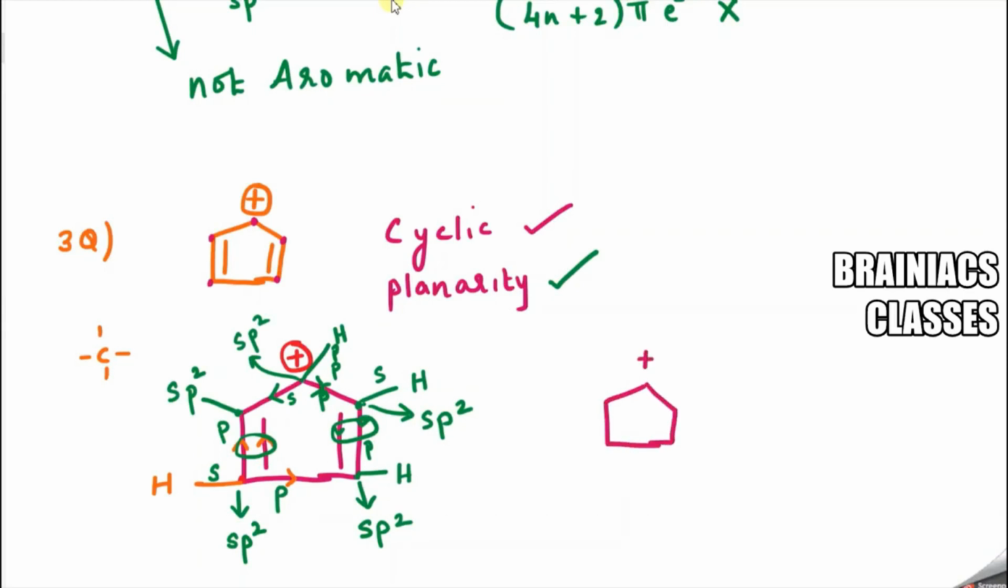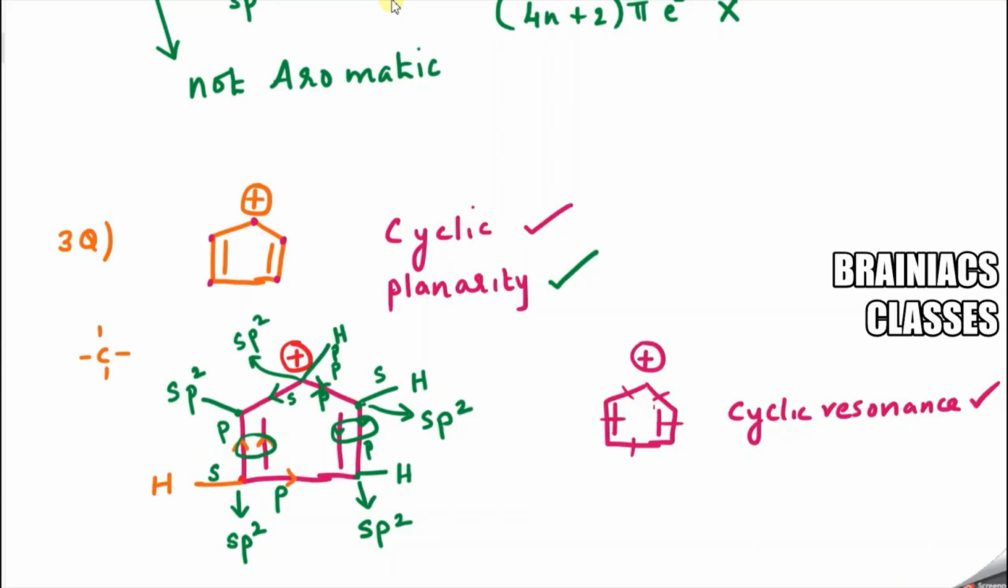So if you have a plus charge here, and there is a double bond here and a double bond here. Now check: double bond, single bond, double bond, single bond, positive charge, single bond, double bond, single bond, double bond, single bond, positive charge. So it keeps on rotating throughout the cyclic structure. So I can say cyclic resonance is present.